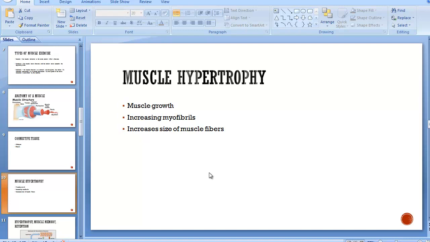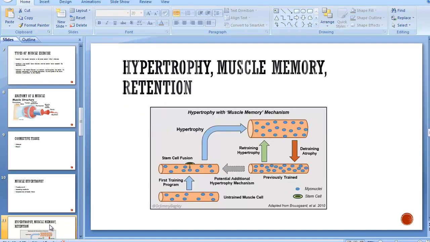Muscle hypertrophy, so muscle growth. This is what we're looking for when we do weight training or resistance training. We're looking for muscle hypertrophy. We want to increase the amount of lean mass. So we're breaking down. We get these little micro tears in the myofibrils and the muscle fibers. As they heal back, that causes growth. Structure increases.